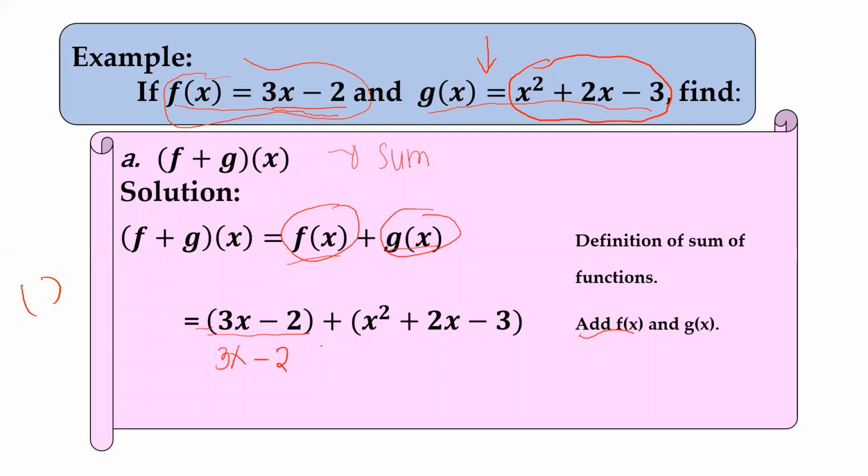Plus, okay, distribute the positive sign. So, positive times x squared would give us positive x squared. So, plus x squared. Then positive times positive, therefore positive pa din, 2x. So, bring down 2x. Next, positive times negative, therefore negative siya. Bring down 3.